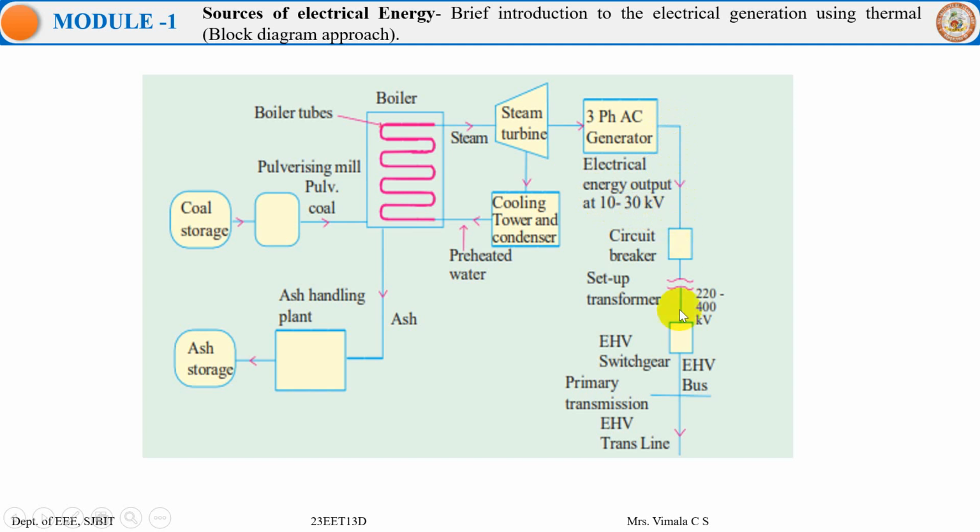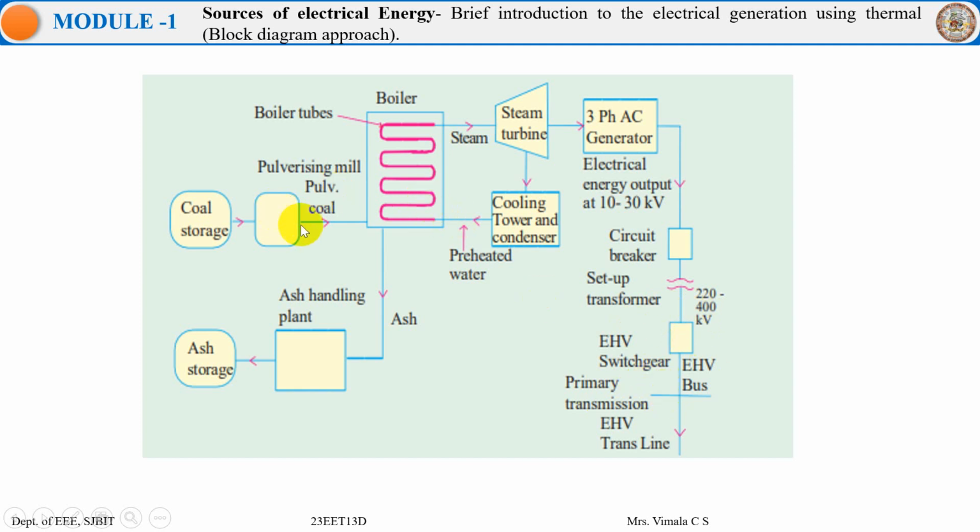That is given to the grid, or to the bus bar. So we have protection devices like circuit breaker and switchgear, and also stepping up the voltage from 10 to 30 kV to 220 to 400 kV. As I said, that has to be stepped up and then transmitted via the bus bar.